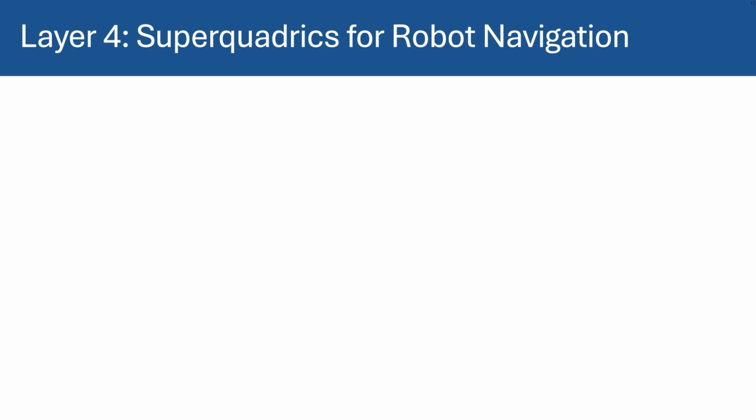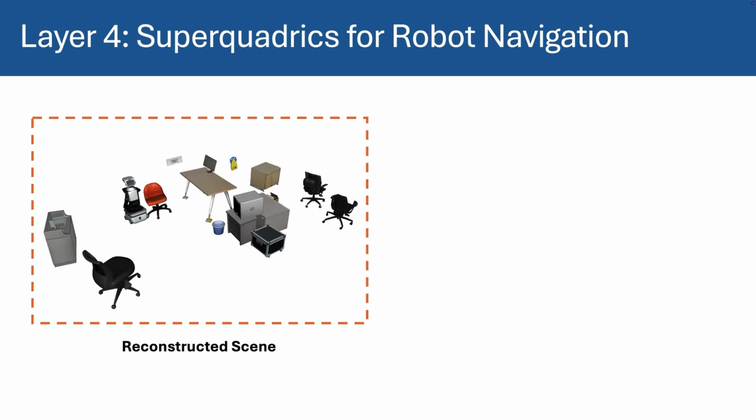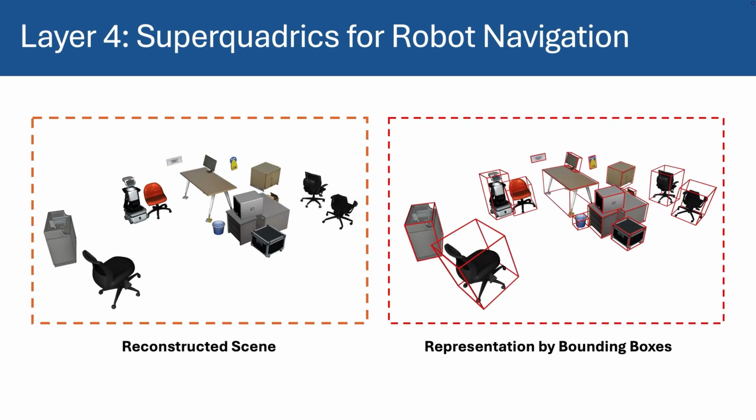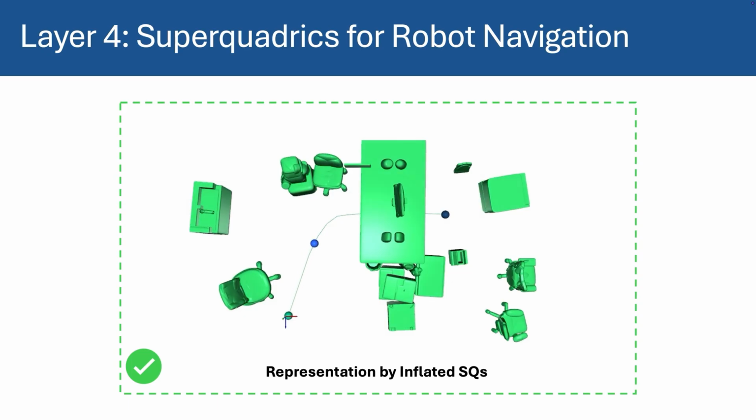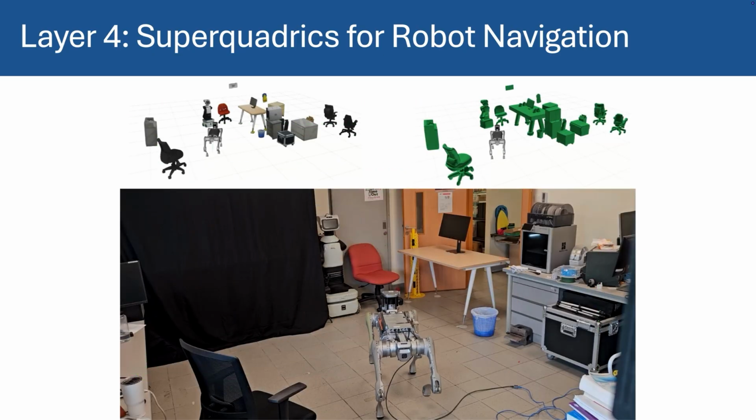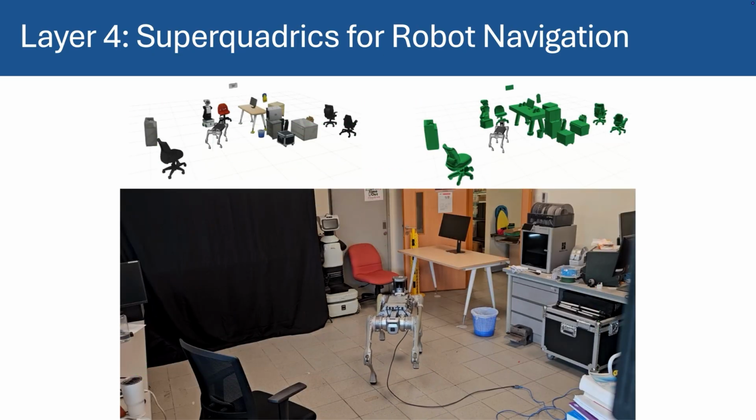For example, given a reconstructed scene, if objects are represented only by bounding boxes, the planner may fail to find a valid path between the start and goal positions. In contrast, our inflated superquadrics provide a compact but more accurate approximation of object geometry. This enables the robot to identify feasible free space and successfully plan a path to the destination.